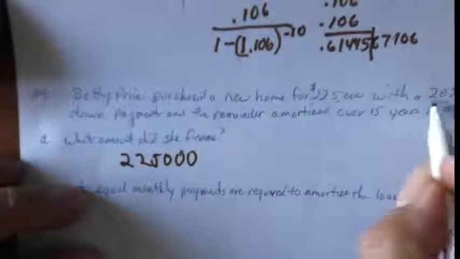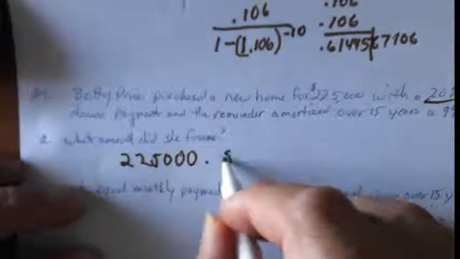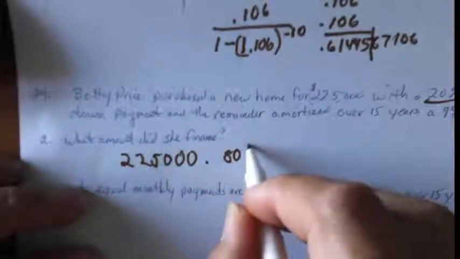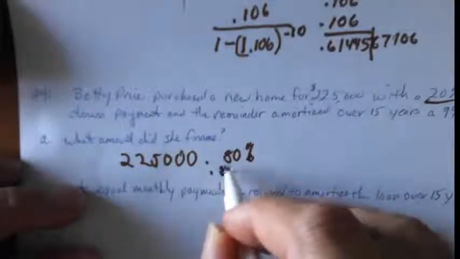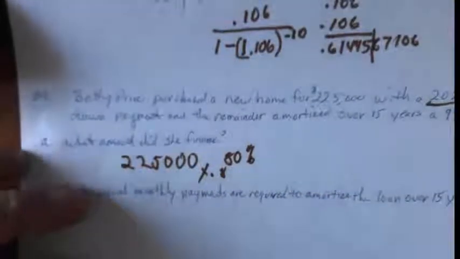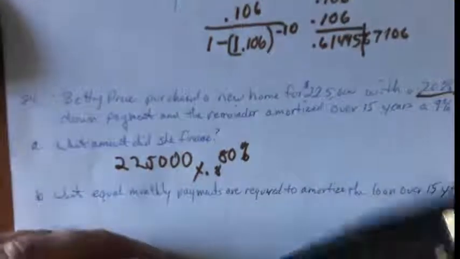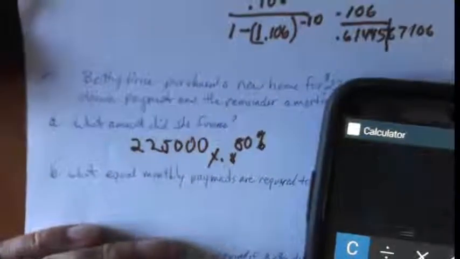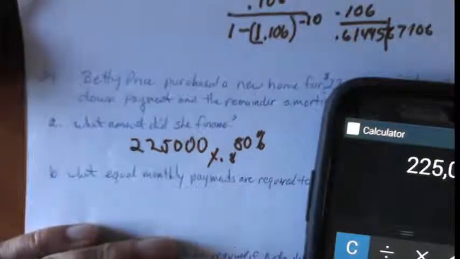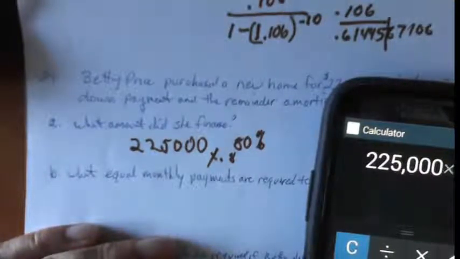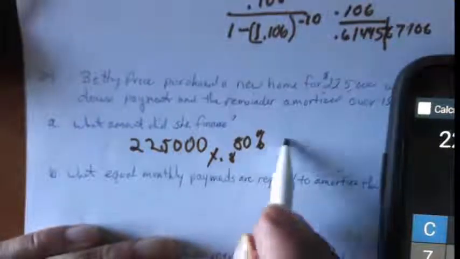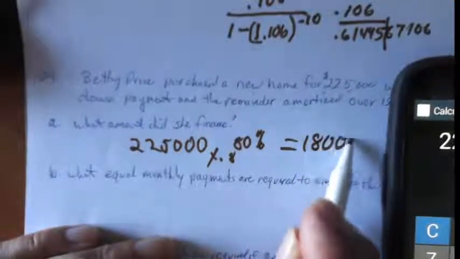Well, if she's got 225, she put 20% down, it means she has 80% left, right? So as a decimal, that's 0.8. So if we just multiply that, she has left to finance $180,000.